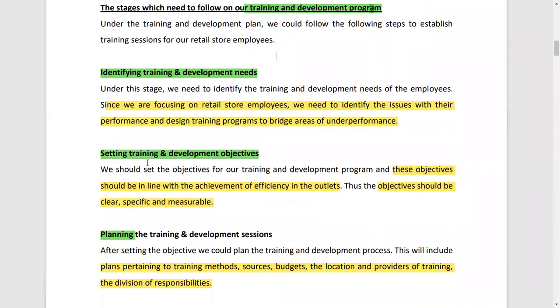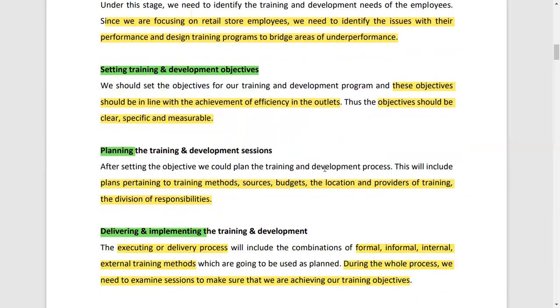Then the second step is about setting training and development objectives. You need to set training and development objectives. These objectives should be in line with the achievement of efficiency in the outlets. So we are relating to the question. We are not generally saying that you have to come up with objectives. We are saying why we need to come up with objectives and what we need to aim for when coming up with objectives. The objective should be linked to achievement of efficiency in the outlets. Why we are planning to carry out a training and development program focused on the sales employees. Thus, the objective should be clear, specific, and measurable.